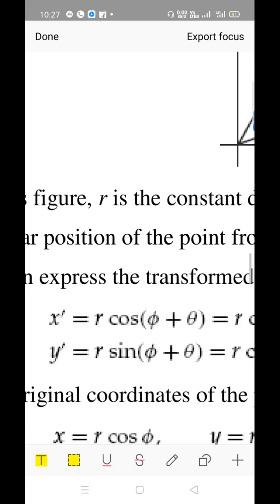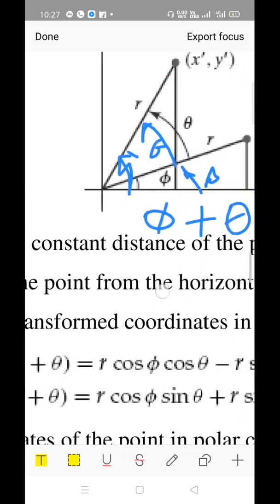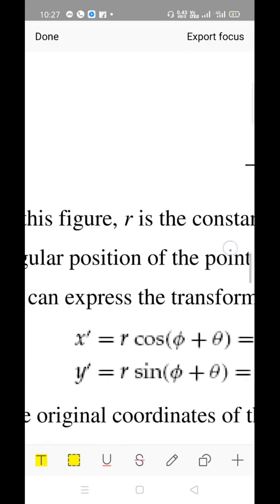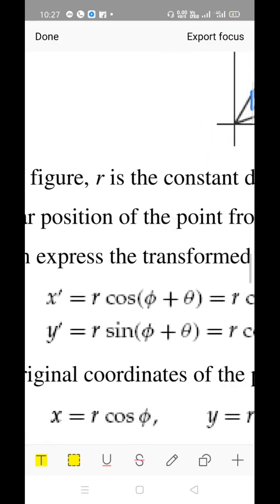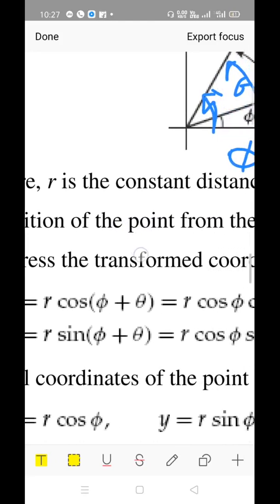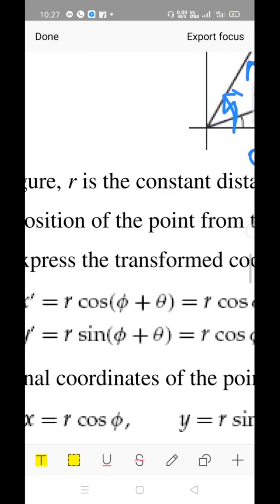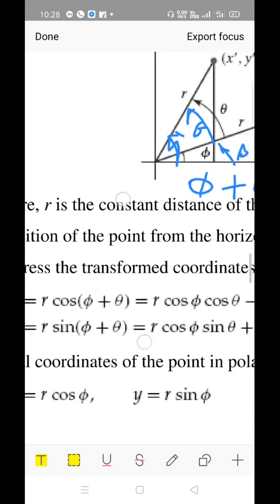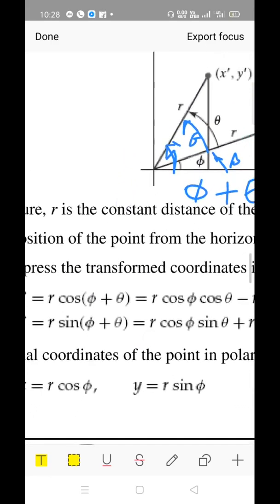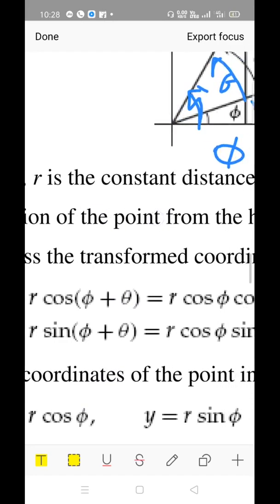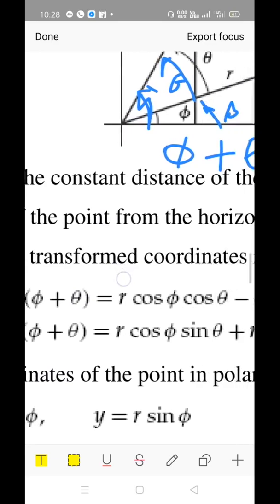X dash can be obtained as follows, that is r into cos of, what is r? R is the hypotenuse value, right? So r into cosine of the angular displacement, that is phi plus theta, the total angular displacement I have written here. So that is what x dash is, right? So r cos theta, earlier we considered r cos theta and r sin theta. Now instead of just writing theta, you write the total angular displacement from the horizontal plane, that is theta plus phi or phi plus theta, whatever.